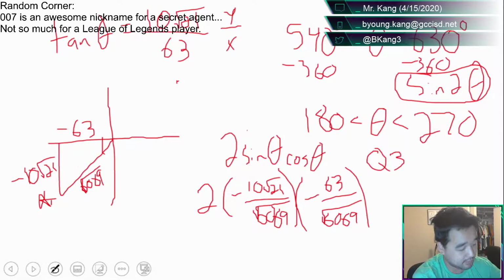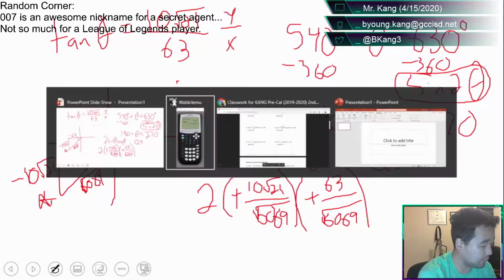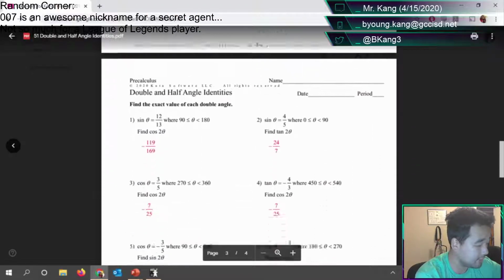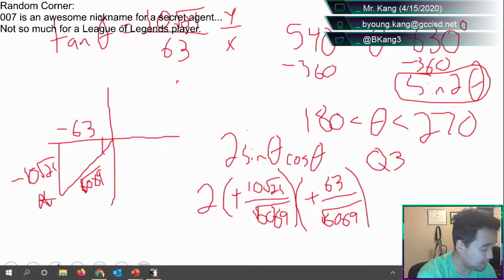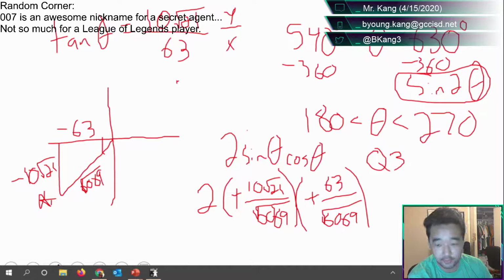So we've got a double negative, so it's going to be positive at the end. So we know that square root of 21 sticks because we took a look at the answer already. So somehow 2 times 10 times 63 is going to reduce this, because on the bottom you're going to have square root of 6069 times square root of 6069, which is just 6069.